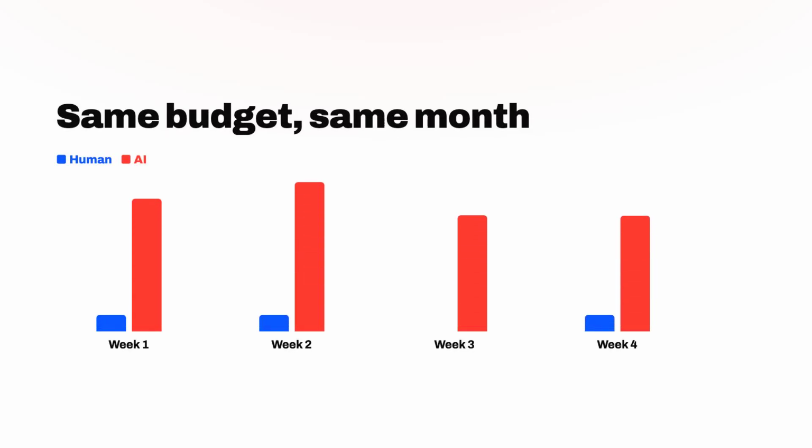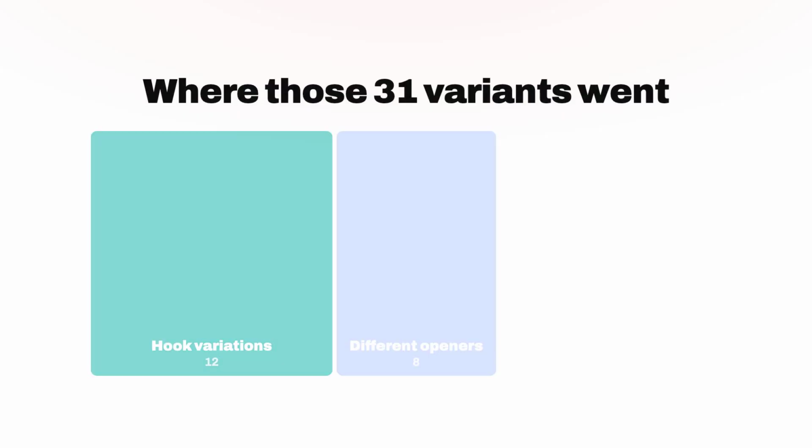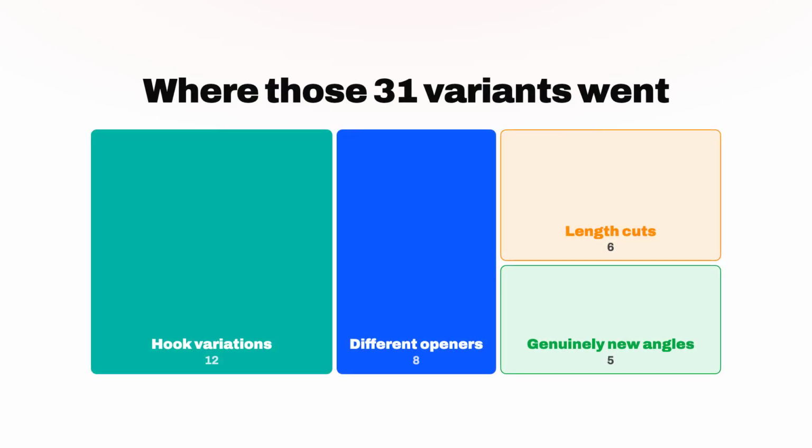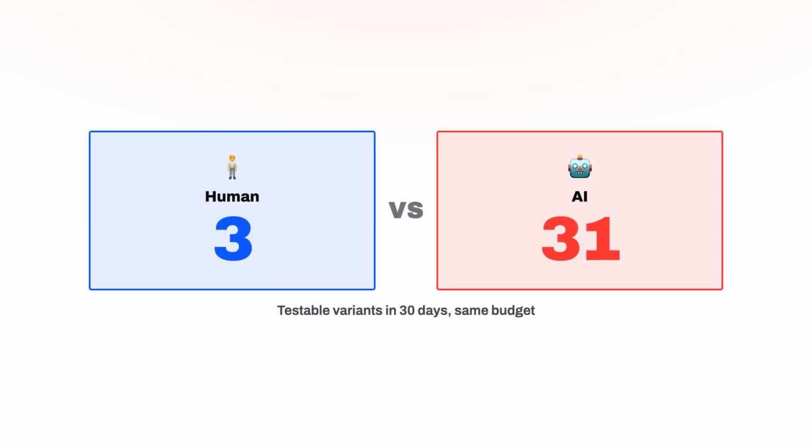Same budget, same month. This is how many variants each path actually got me week by week. And here's where those 31 actually went. Mostly hook variations, because the hook decides whether anybody sees the rest of the ad. Only 5 were genuinely new angles. 3 versus 31, and look, that's not a fair fight. But it is the actual fight you're in when you're buying media every day.